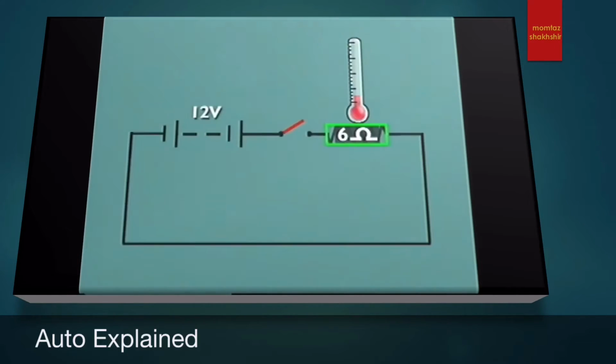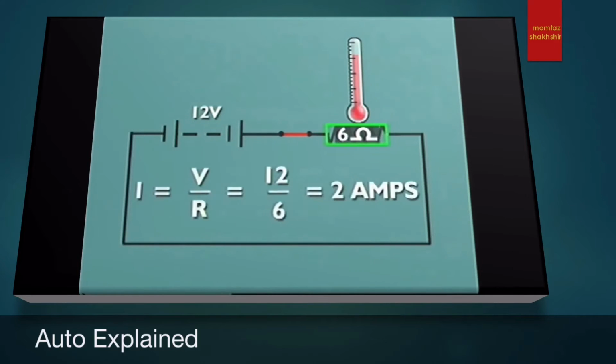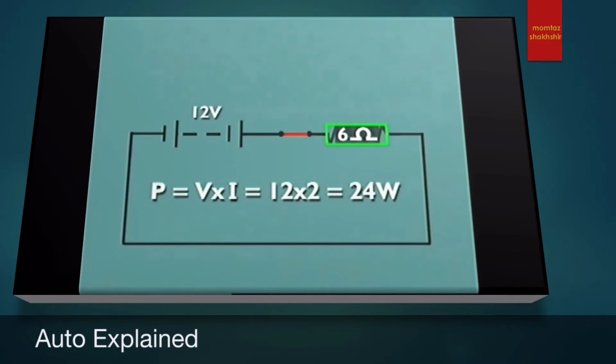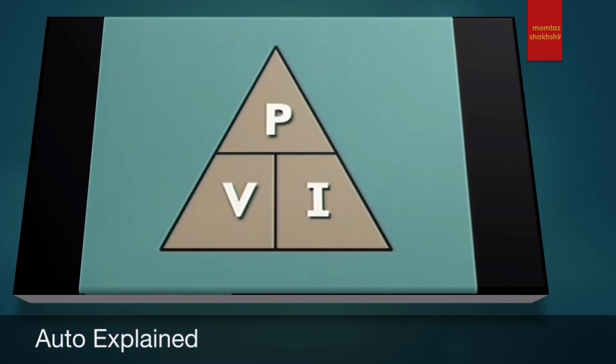When current flows in this circuit, the resistor may become hot as it converts electrical energy into heat energy. By Ohm's law, 2 amperes of current are flowing in the circuit. From the power equation, a voltage of 12 volts and current of 2 amperes means 24 watts of power are being taken from the circuit by the resistor. This triangle simplifies transposing the power equation. Power equals voltage times current. Voltage equals power divided by current. And current equals power divided by voltage.